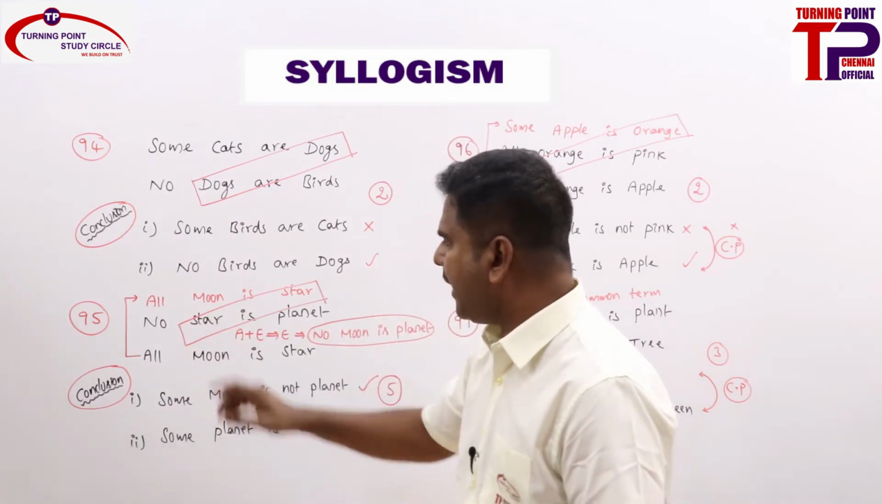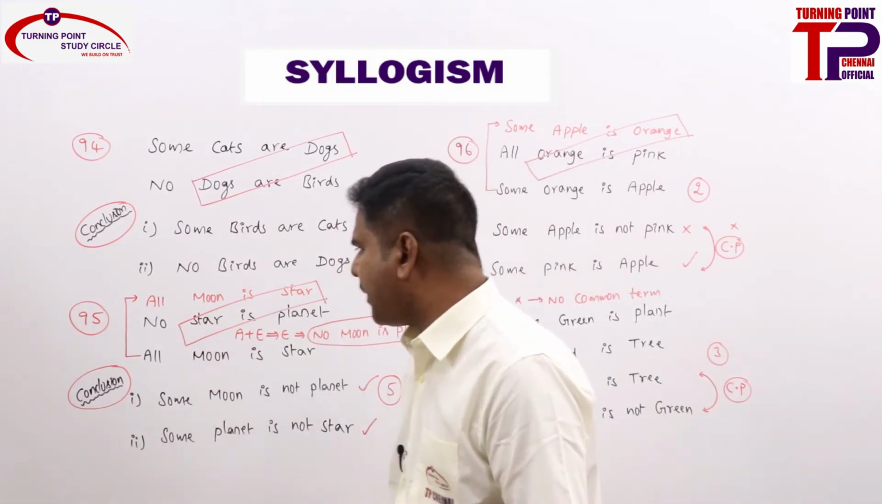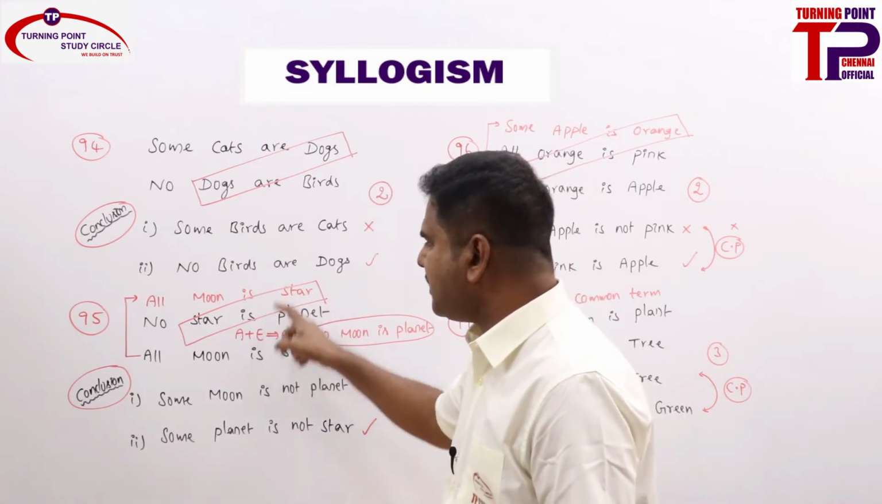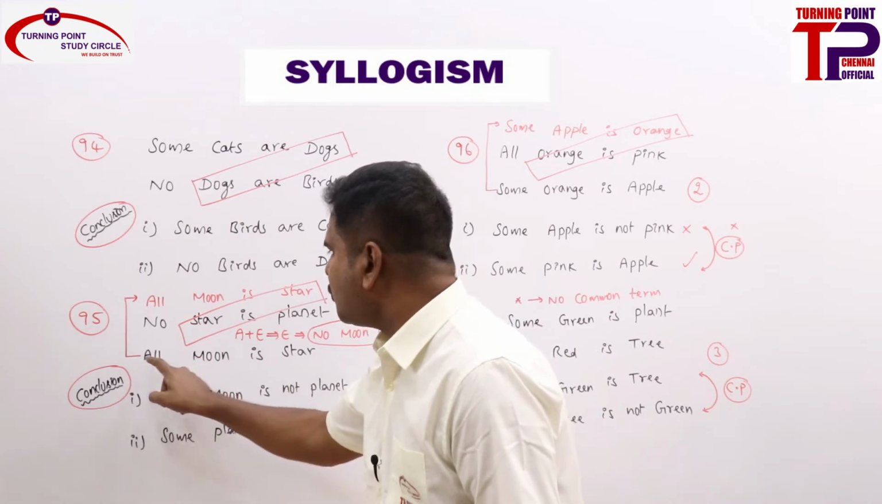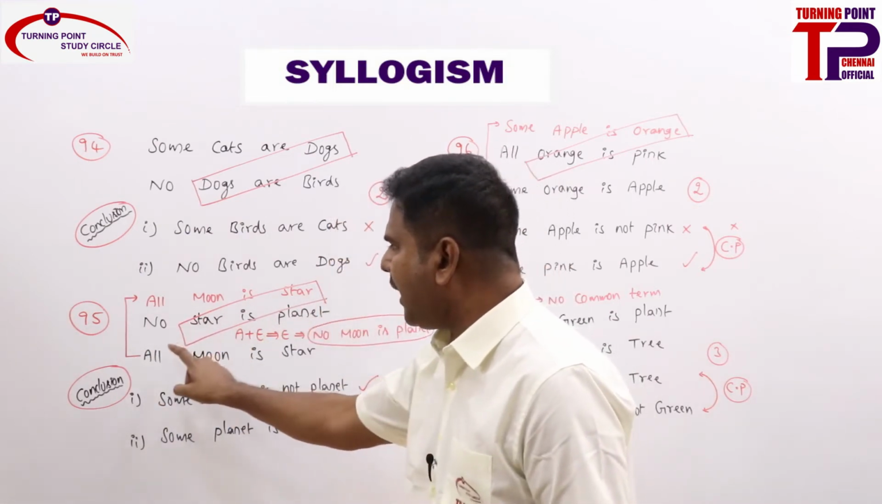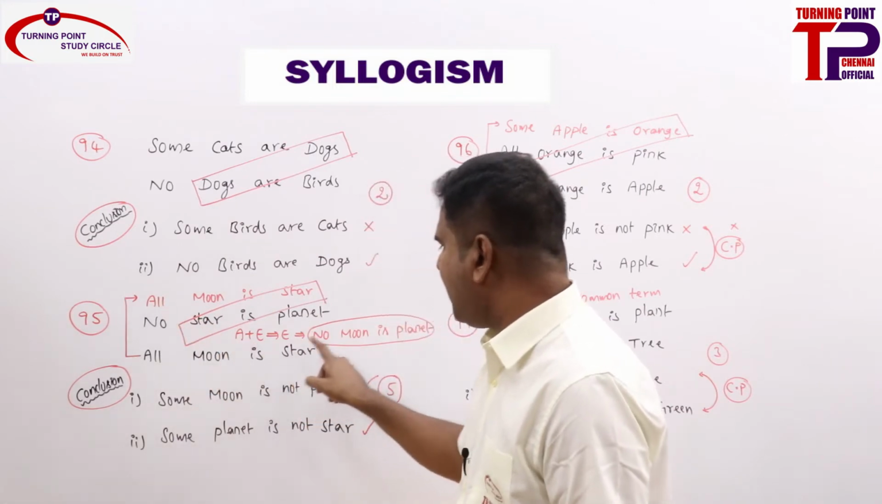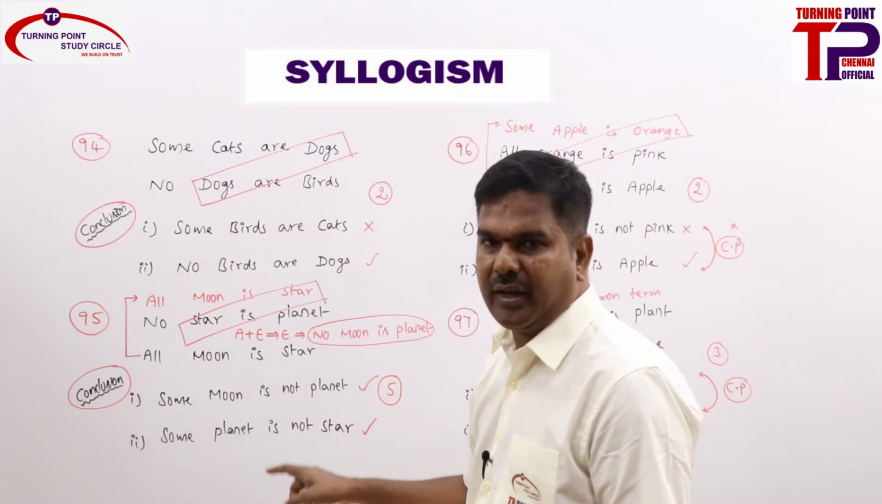Clear? Next one, 95. No star is planet, all moon is star. It has not been properly aligned, but by interchanging the statements it can be properly aligned. I just interchange that one. So all moon is star, no star is planet. It has been properly aligned. What is A plus E? E. E means no moon is planet. So no moon is planet, is it given anywhere?